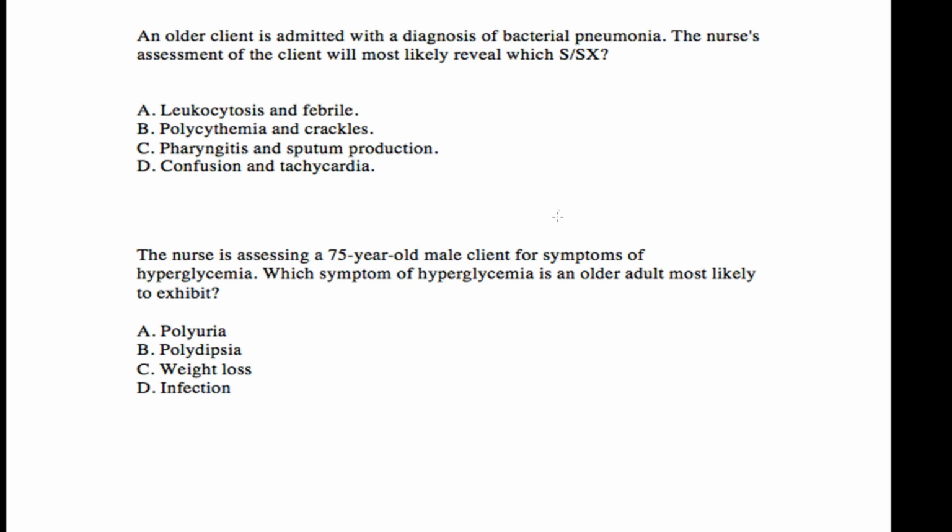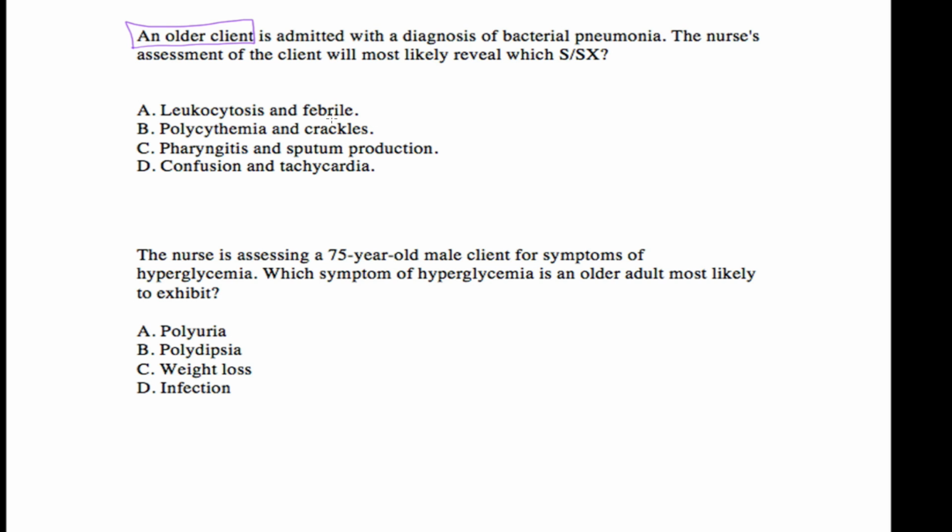So here are just two quick examples of what I mean by that. This first question says, an older client is admitted with a diagnosis of bacterial pneumonia. The nurse's assessment of the client will most likely reveal which signs and symptoms. And I just abbreviated that to show you an example. So the question says, an older client. Now going back to what I'm saying, if the question points out an age group, more than likely it's because the age group is significant to what's happening. So you need to keep this information in mind.